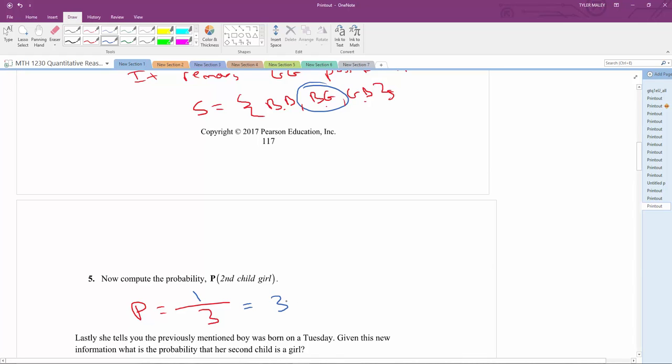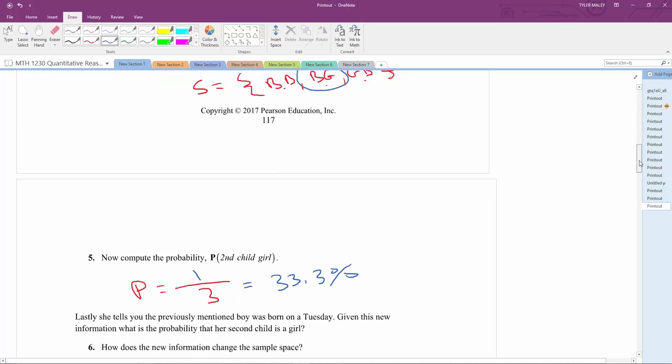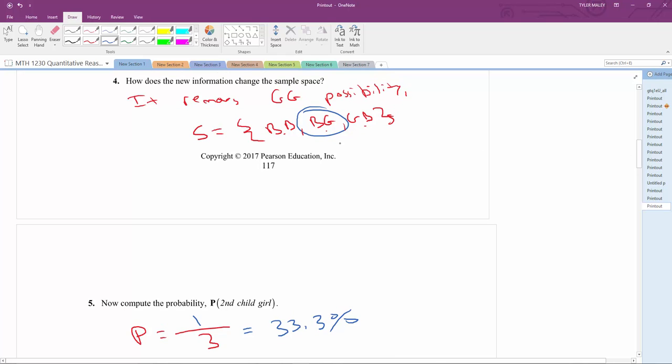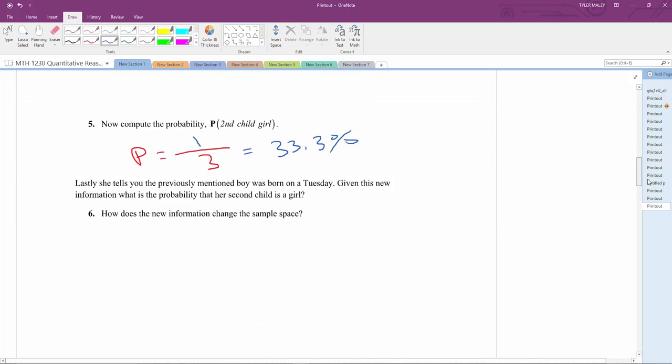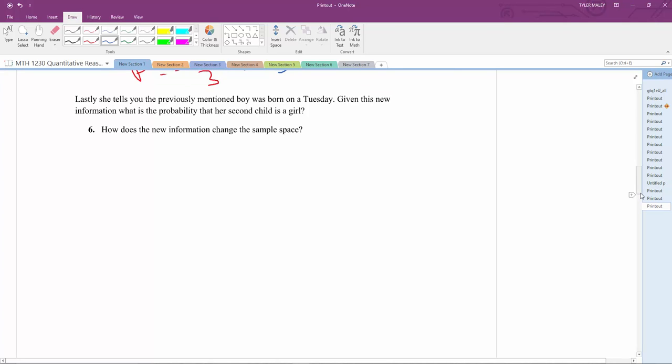So this is 33.3% if you want to list it as a percent, because there's only one outcome that gives me a second child being a girl, and there's three possibilities. So 1 out of 3, 1/3. So now it says, lastly, she tells us previously mentioned the boy was born on a Tuesday. Given this new information, what is the probability that the second child is a girl?